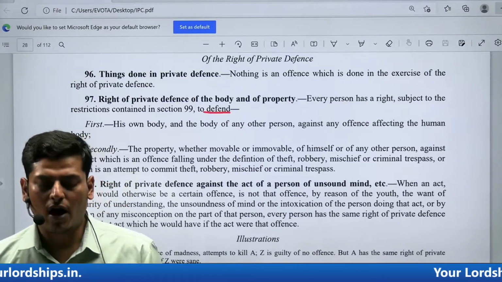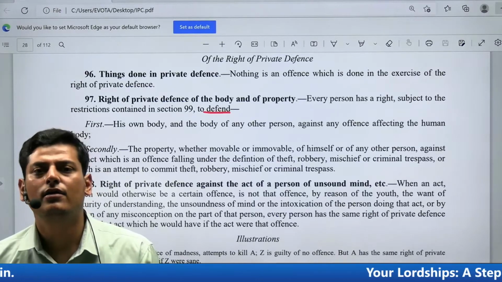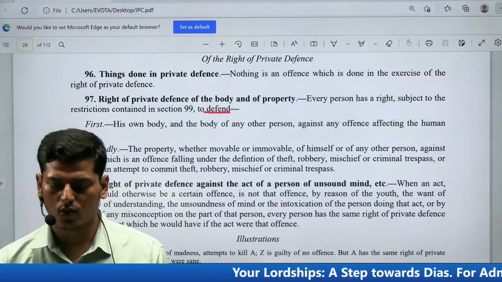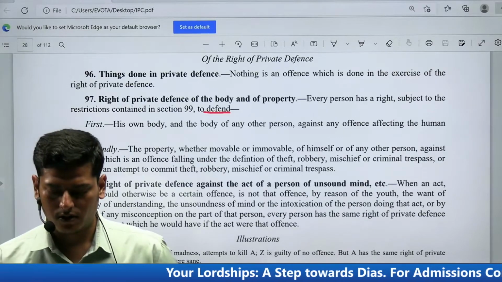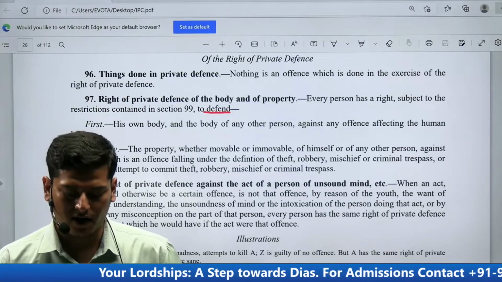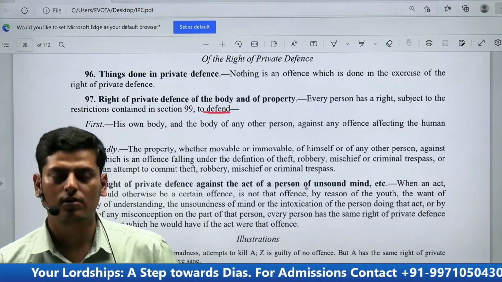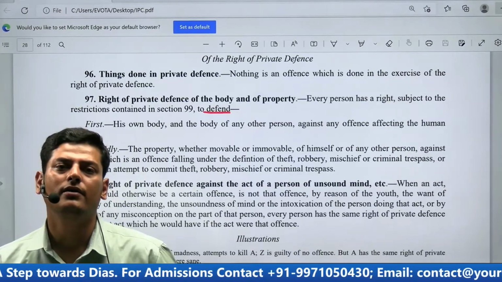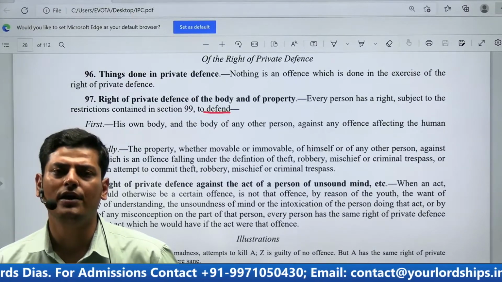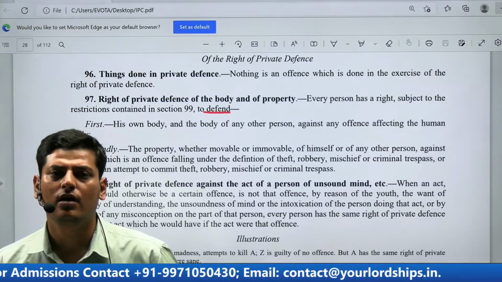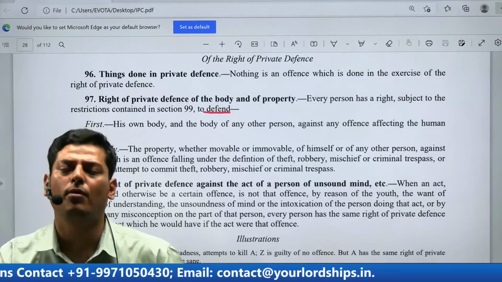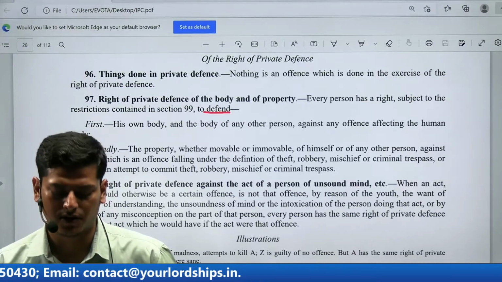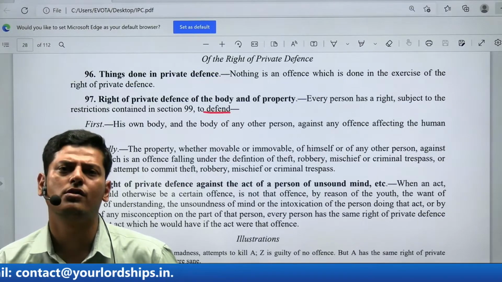Okay, so you have the right to defend your own body or the body of some other person. And secondly, you have a right of private defense also to defend any property, whether it may be a movable property or an immovable property, from particular offenses against property which are mentioned under these sections. What are those offenses?